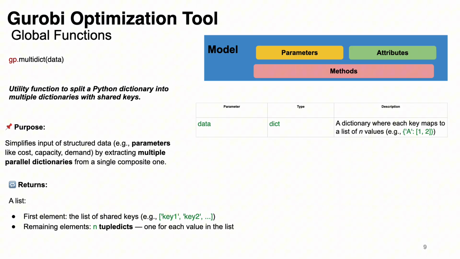The first global function you should know is multidict, which is a lifesaver for data management. It takes a single Python dictionary where each key maps to a list of values, and it splits it apart. It returns a list of the shared keys and then a series of individual dictionaries, one for each value in your original list. This is incredibly useful for simplifying inputs like cost, capacity, and demand into parallel dictionaries that your model can easily reference. It's all about turning structured data into a format Gurobi can process instantly.